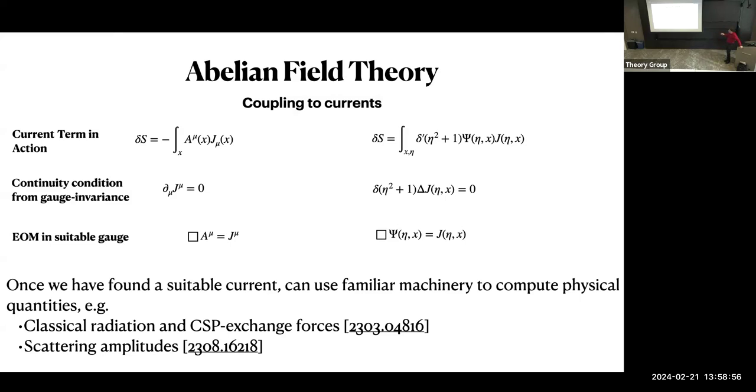Provided that's satisfied, off you go with a consistent set of equations of motion and a nice invertible propagator and so forth. Once you've found a set of suitable currents, you can use the familiar machinery that we're all used to calculate whatever you want, either in the classical theory, or if you want, you can construct scattering amplitudes. And I'll just remind you how that works in a second.